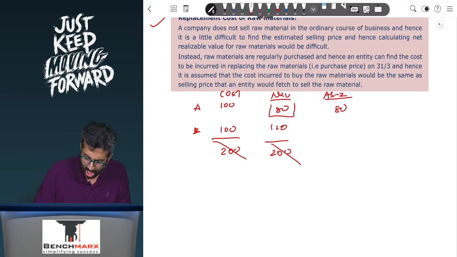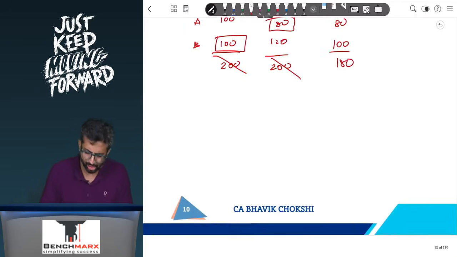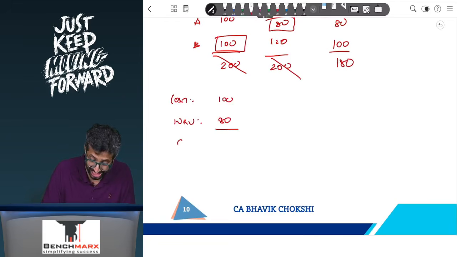So this is 100 or 80, whichever is lower, so 80. 100 and 120, whichever is lower, so this is 100, and hence your AS2 based inventory will be valued at 180. Similarly, it is possible that you can measure the inventory at the lower of cost, this is 100, or NRV, which is, let us say, 80. So your carrying value, that is the amount at which inventory appears in the balance sheet, is 80, and hence you can recognize a write-off in the P&L to the tune of 20 rupees.